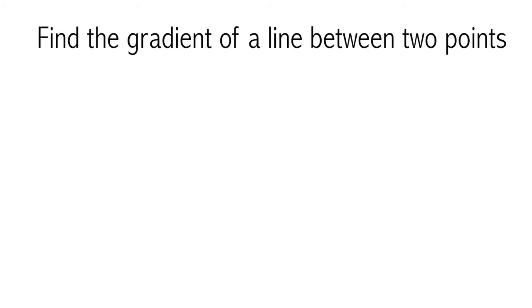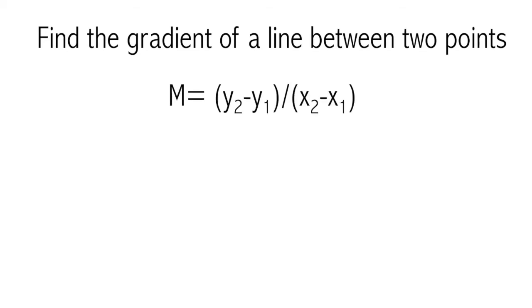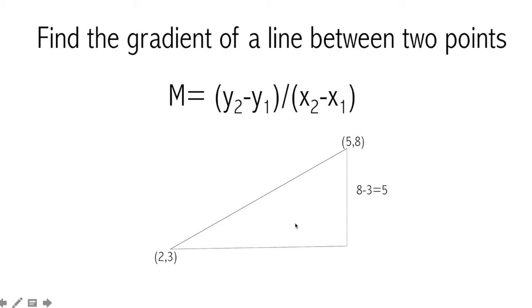Moving on, something we also might be asked to do is find the gradient of a line between 2 points. The solution for the gradient is how much it is rising, so y2 minus y1 by x2 minus x1. So with the same old coordinates, it is rising by 8 minus 3, 5. It is running by 5 minus 2, 3. Therefore, the gradient is 5 by 3. Note that sometimes the gradient may be downward sloping, in which case it is falling.